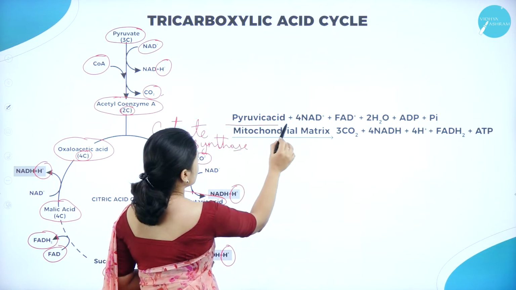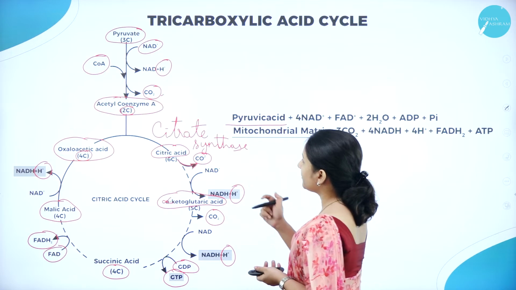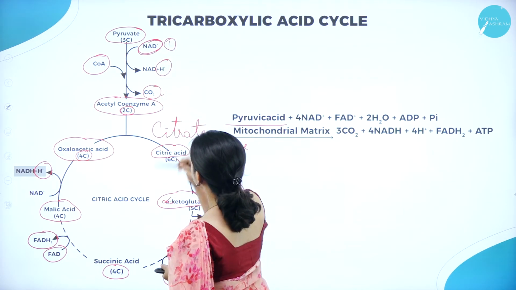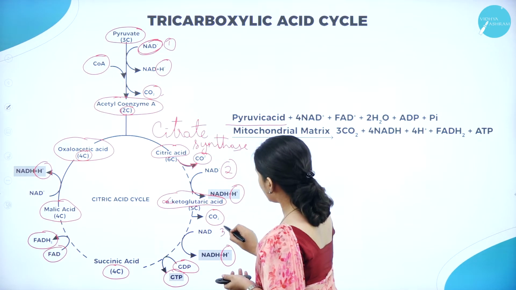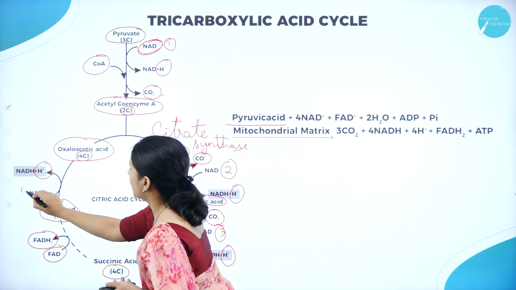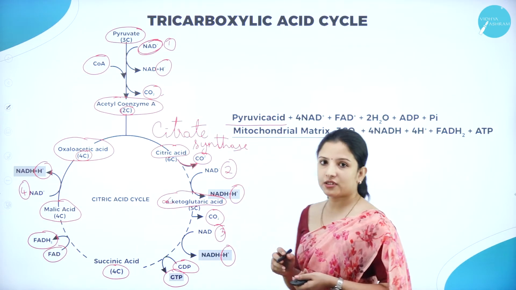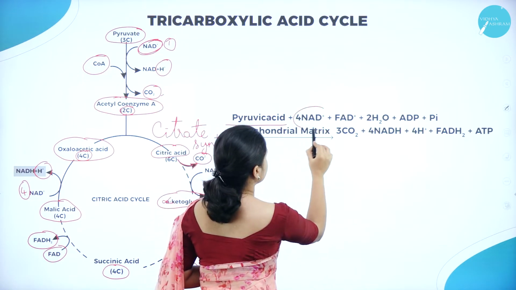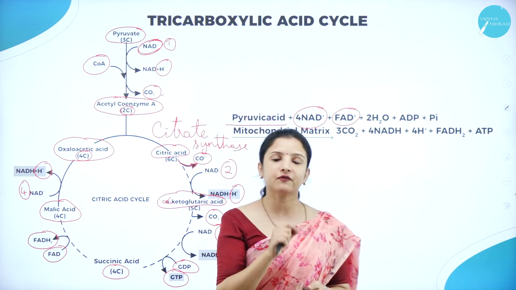Pyruvic acid made use of 4 NAD plus, right? How many NAD plus can we count? Here 1 NAD plus, then it made use of the second one, then here the third one, and here the fourth one. So therefore, it makes use of 4 NAD plus molecules and 1 FAD plus molecule. That is for one cycle.